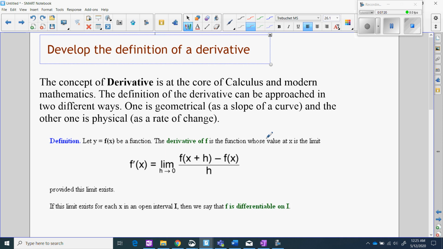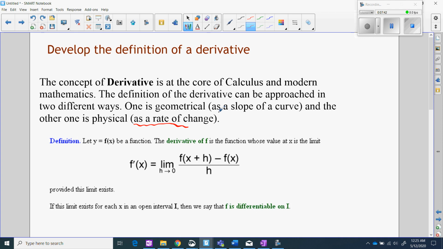Okay, so leading up to that, I'm just going to try and give you some context of what a derivative is. So there's a written definition I grabbed off the internet here. It says the concept of the derivative is at the core of calculus and modern math. It can be approached in one of two ways. You can look at it as the slope of a curve or as a rate of change. But if you examine these two things a little bit more carefully, slope and rate of change are really the same thing. When you did slope as an introductory thing back in probably grade 9 and 10, they often called rate of change slope before we ever used the word slope. So they're really the same thing.